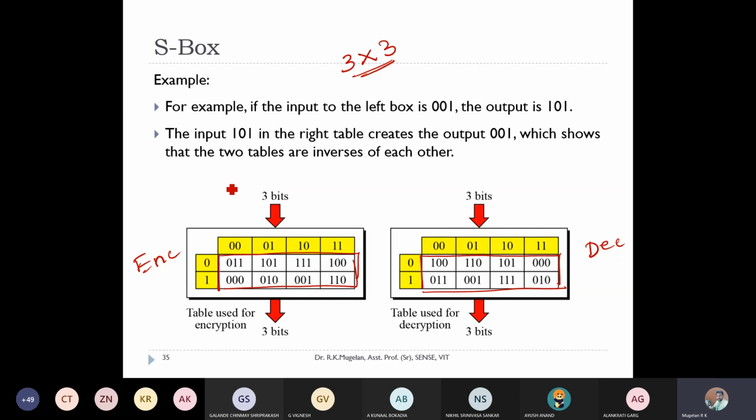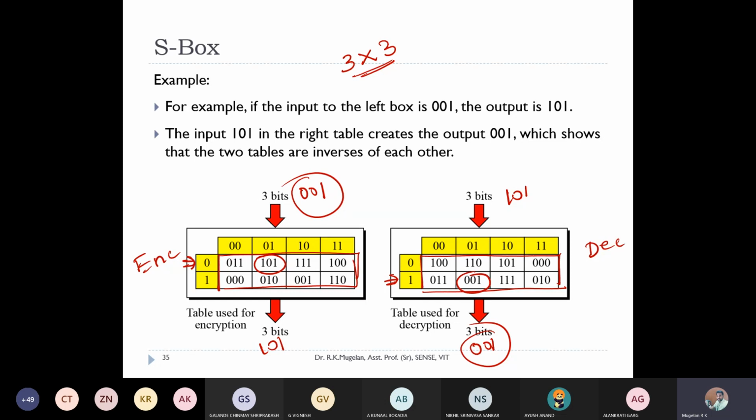So for example, now I am giving the input as 0 0 1. As per the rule, the leftmost bit goes for the row. So 0 0 1 gave me 1 0 1. Now I am going to give this 1 0 1 as input to the decryption end. So 1 0 1 gives me 0 0 1. So 0 0 1 gave me 1 0 1, and at the decryption end 1 0 1 gave me back the plaintext. This is how an S-box is going to work at the decryption end, provided it has an inverted version of its own S-box there.